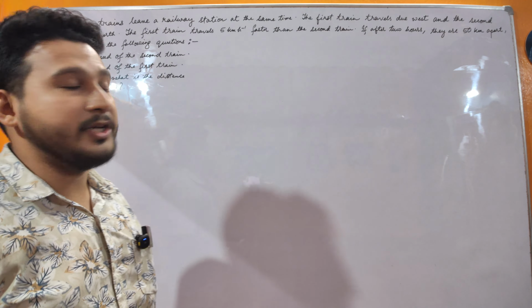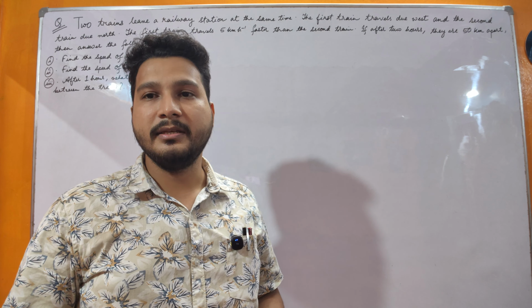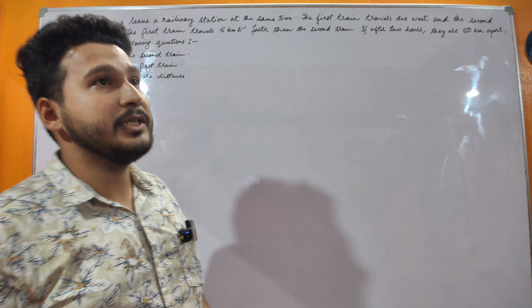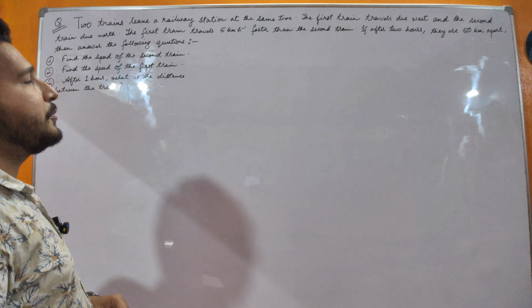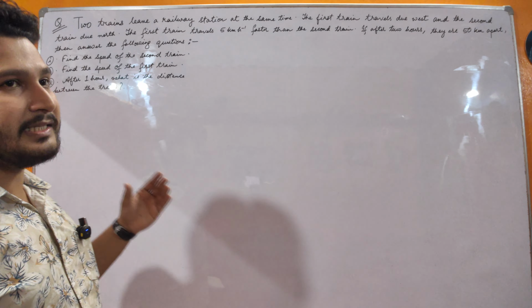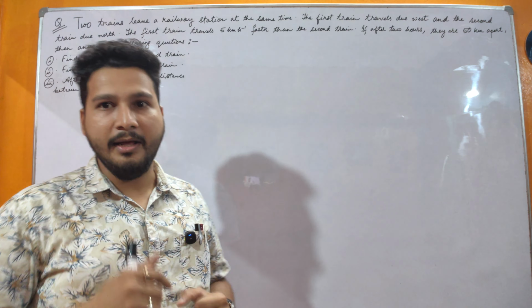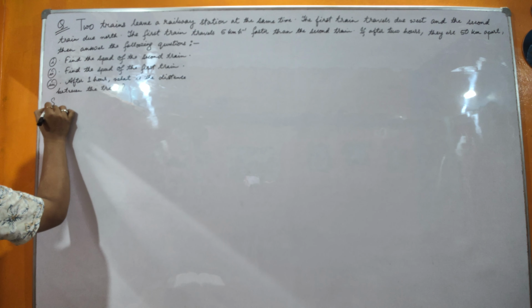So basically, it's a question from quadratic equations, mathematics for class 10. You'll generally find such types of questions in class 9 physics also. So before we proceed with the problem, let's analyze the question and draw a schematic diagram. Okay, two trains. Okay, fine.